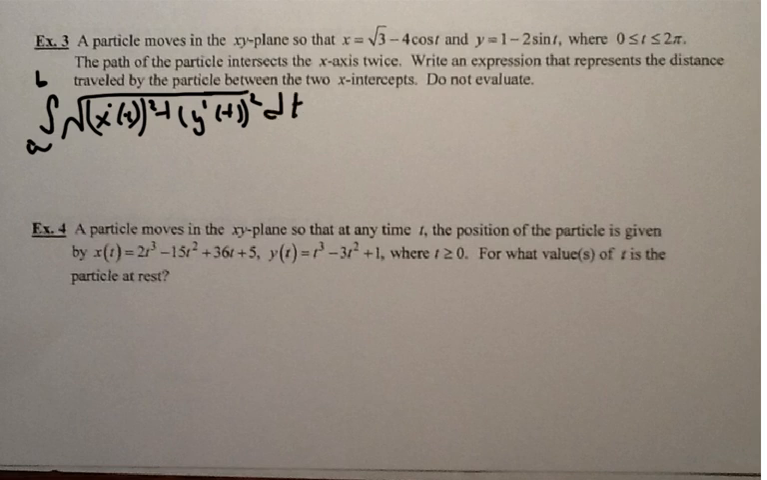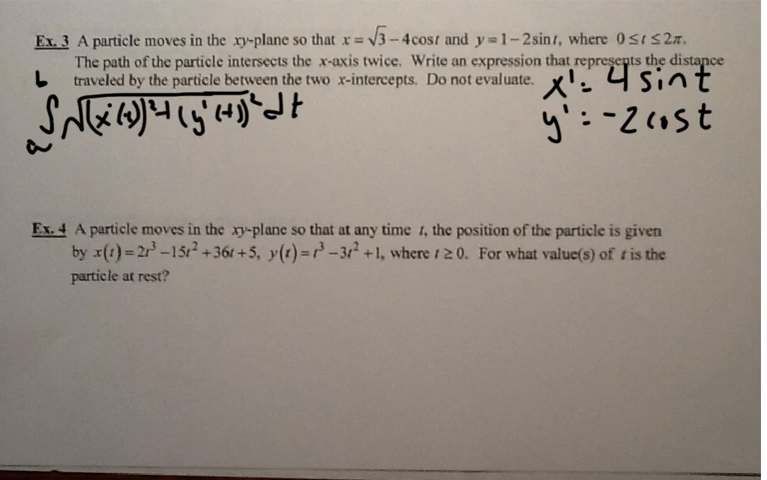So, we're going to need an x prime and a y prime. x prime is going to be the derivative of our x equation. The derivative of square root of 3 is 0, and the derivative of negative 4 cosine t is 4 sine t. Now we're going to take the derivative of the y equation: the derivative of 1 is 0, and the derivative of negative 2 sine t is going to be negative 2 cosine t. Okay, so those are what are going to be subbed into our formula.